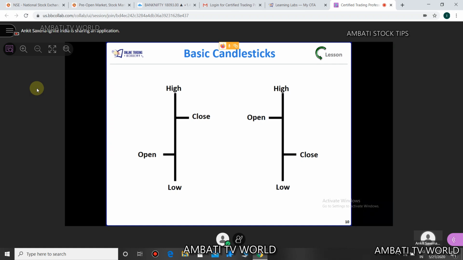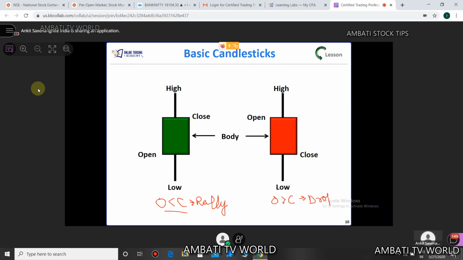So I've told you yesterday, if open is lesser than the close, it will be a green candle. It will be a rally candle. And if open is greater than the close, then it will be a drop candle.